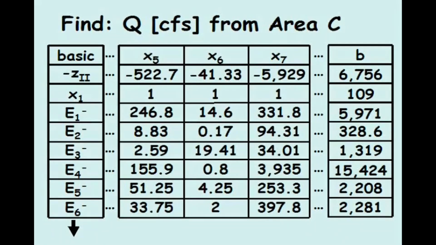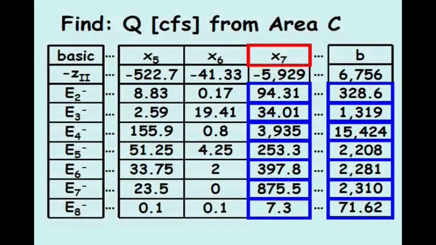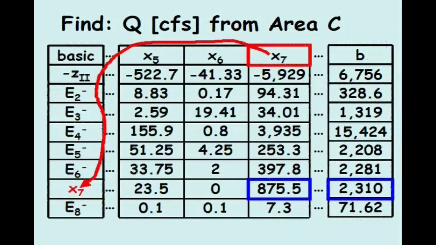After the pivot operation, the reduced cost coefficient for variable x7, which represents the runoff flow rate from area G, is the most negative and will enter the tableau. From the ratio test, 2,310 divided by 875.5 is a smaller positive quotient than all other rows. Therefore, variable x7 will enter the basis for variable E7 minus.